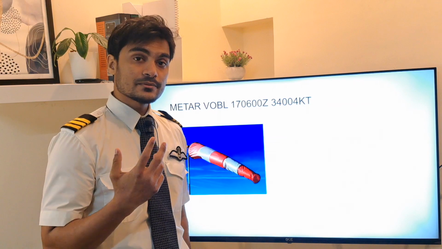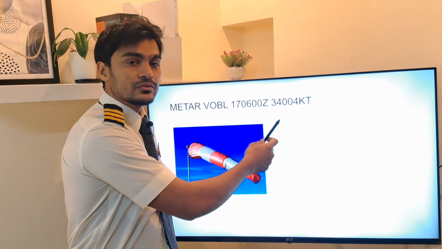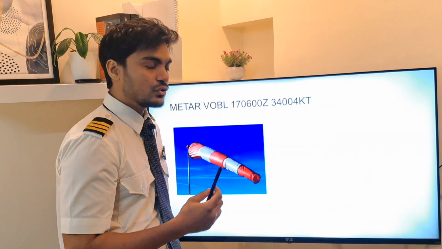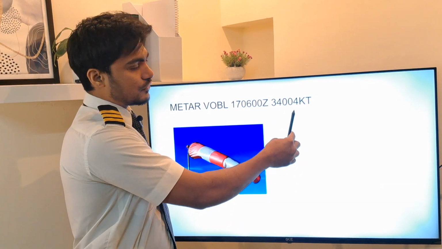Now we have different perspectives. We have a true north and we have a magnetic north. In all your METAR reports, your wind direction is always provided based on your true north, that is your geographical north. So it is 340 degrees, 04 knots.